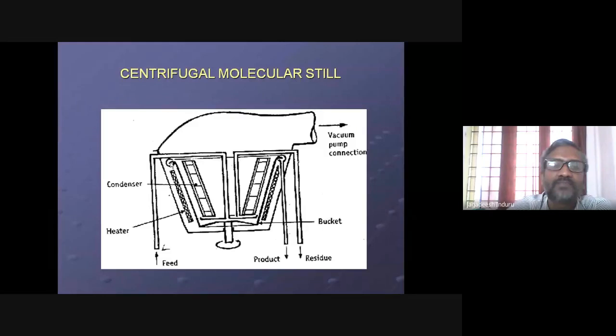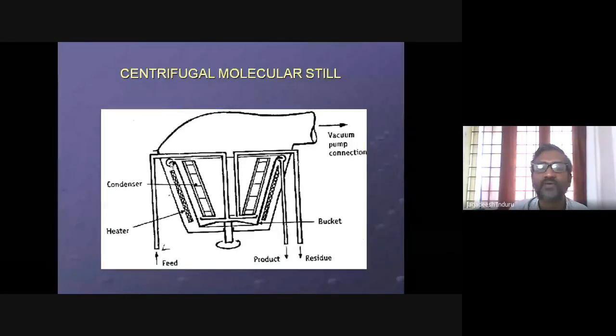So this is also a continuous process, and you are feeding your liquid from the bottom, and by the centrifugal effect it is moving up. Because of the heater, it is getting heated, and you are getting vapors. The vapors are condensed in the condenser, and you collect them as a product, and the leftover material, which is non-volatile in nature, you collect as a residue.